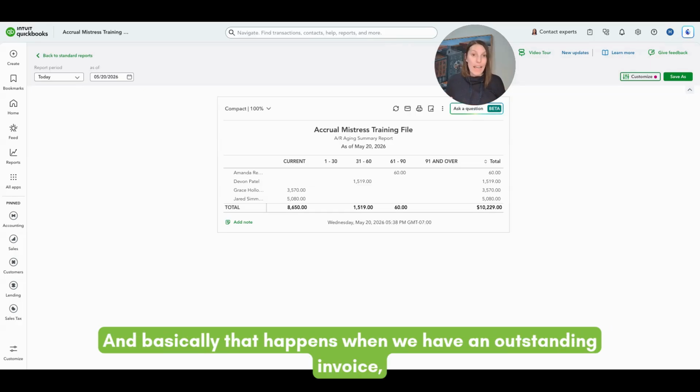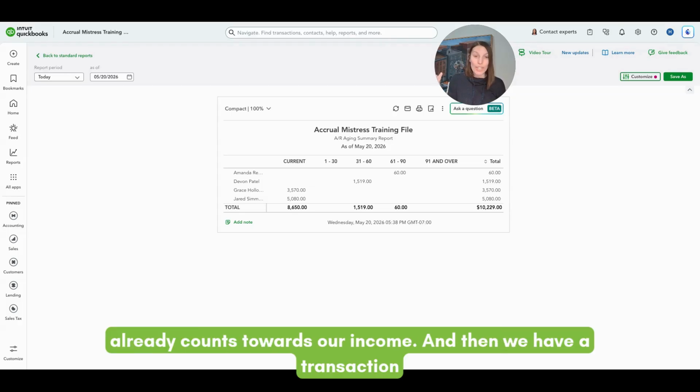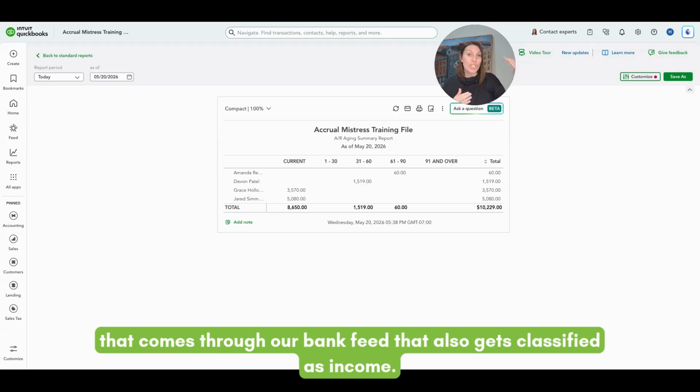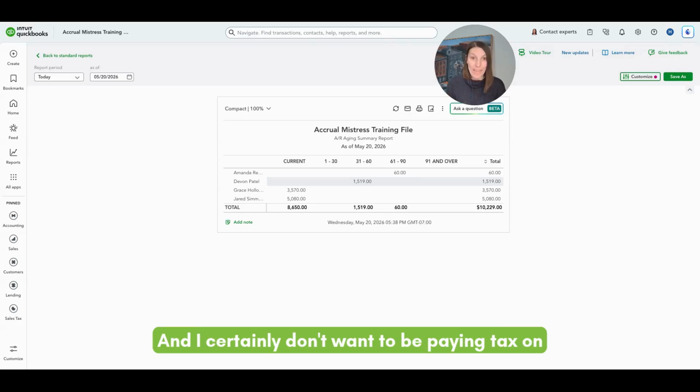And basically that happens when we have an outstanding invoice, which you can see on accrual basis already counts towards our income. And then we have a transaction that comes through our bank feed that also gets classified as income. That means I could theoretically say that I've received this $3,570 twice. And I certainly don't want to be paying tax on more money than I have received. Okay. A few things to keep in mind here.